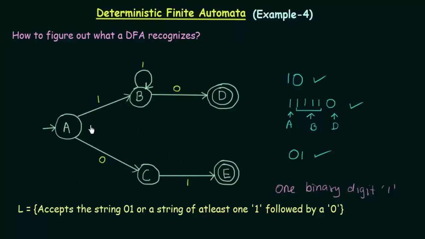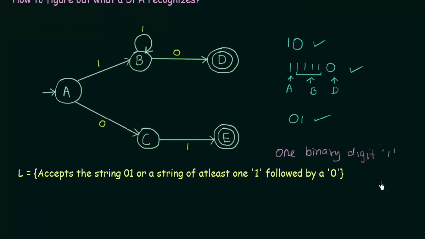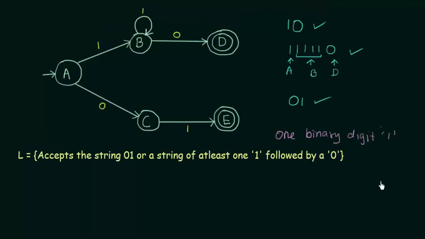Now let me write down some strings and see what happens when we pass these strings to this DFA. For example, let me take these strings: 0, 0, 1, 0, 1, 0, 0, 1, 1, 1, 1, 0, 1, and 1, 1, 0, 0. Let us try to pass these strings. We know that these strings were already accepted. Now let us try to pass these strings in this DFA and see what happens.